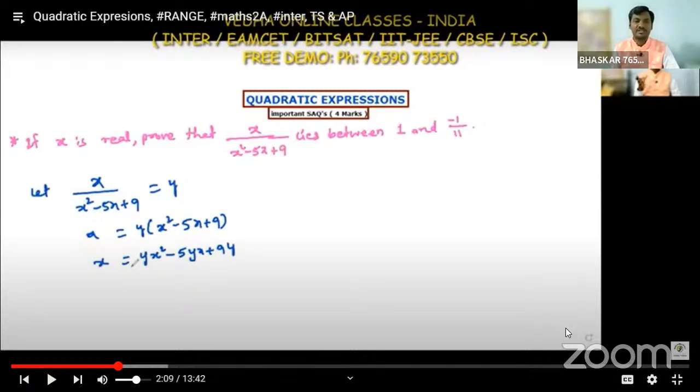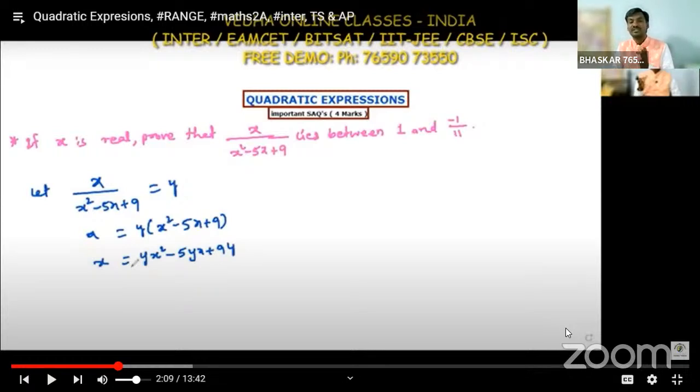Okay, so quadratic expressions range. This is also a very important question, the most important method. If x is real, then prove that x divided by x square minus 5x plus 9 lies between 1 and minus 1 by 11. Whenever a question like this is given, we have to consider the given function equal to y. So x divided by x square minus 5x plus 9 is equal to y.